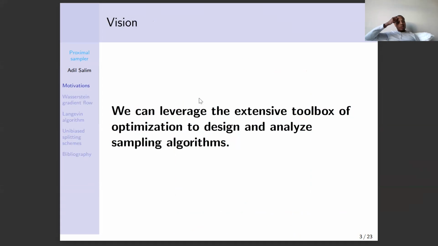What I want to show in this talk is how we can leverage the extensive toolbox of optimization to design and analyze sampling algorithms, because this is what we are going to do. We are going to study sampling, but from an optimization perspective.